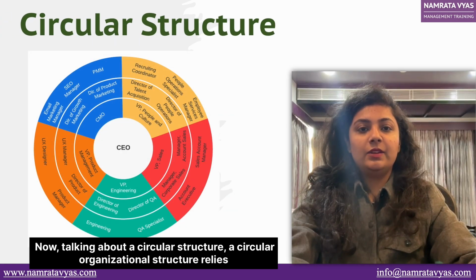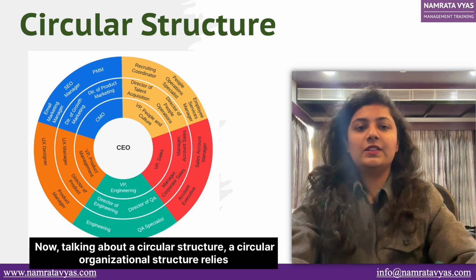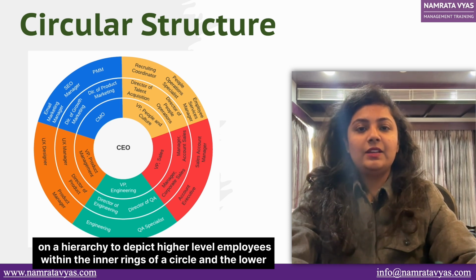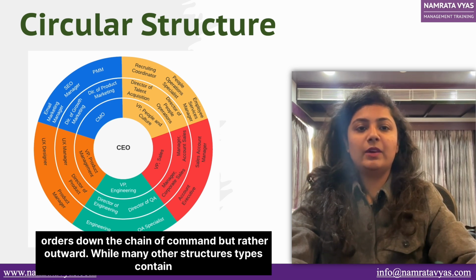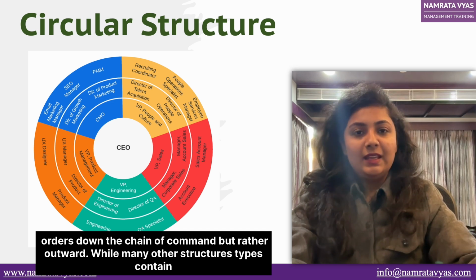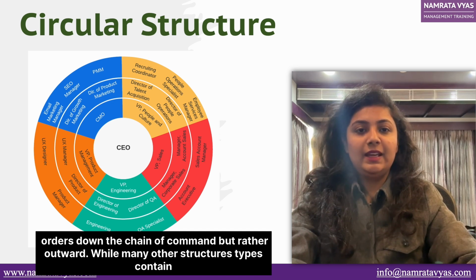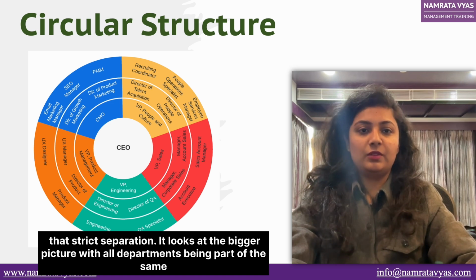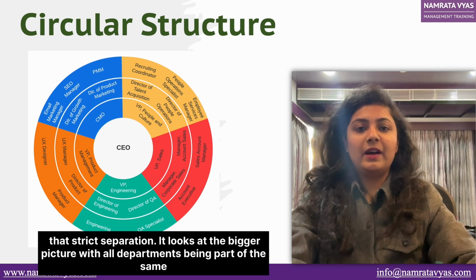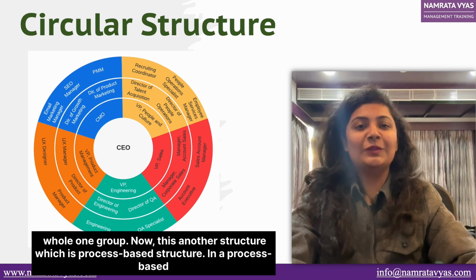Now, talking about a circular structure, a circular organizational structure relies on a hierarchy to depict higher level employees within the inner rings of a circle and the lower level employees on the outer rings. Seated at the center of the organization, leaders do not send orders down the chain of command but rather outward. While many other structure types contain different departments that work independently with individual groups, this structure removes that strict separation. It looks at the bigger picture, with all departments being part of the same whole, one group.